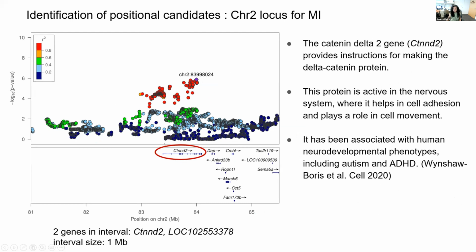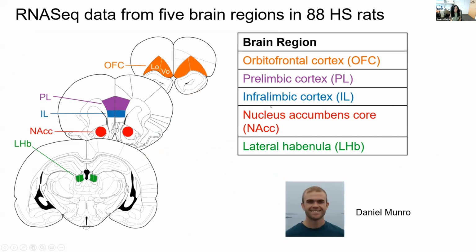The catenin delta 2 gene provides instructions for making the delta catenin protein. This protein is active in the nervous system, where it helps in cell adhesion and it plays a role in cell movement. In humans, this particular gene has been associated with autism and ADHD. So we think that this could be a potential candidate gene, which could be driving this association at this particular interval.